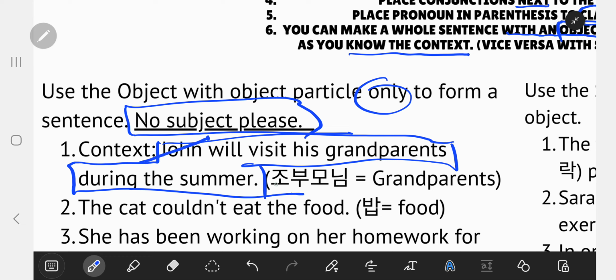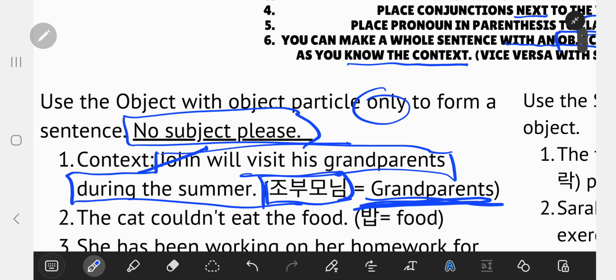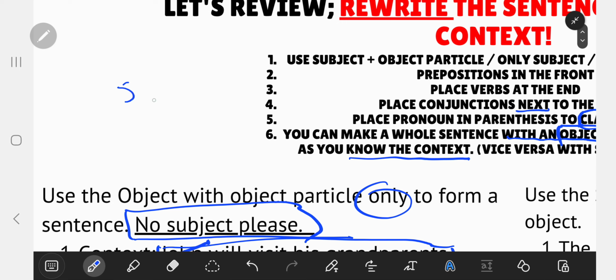Well, how do you do that? Well, if I say this, 조부모님, grandparents, correct? Well, John will visit his grandparents. We already know the context, so we already know John will visit his grandparents during the summer. Well, how do I know? Because in Korean, the order isn't subject, verb, object. It's subject, object, verb, or object, subject, verb. So whether it be this or this, now it's kind of like this.